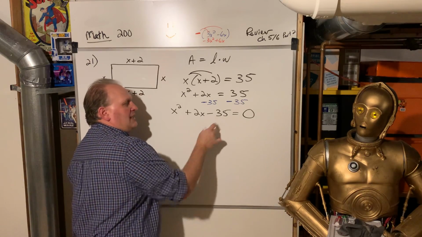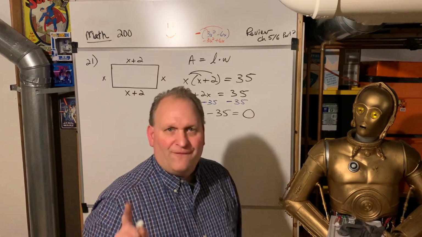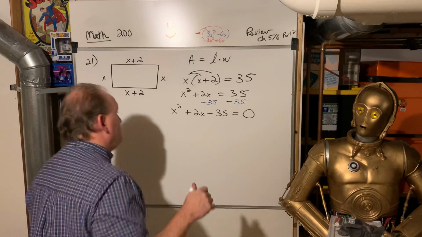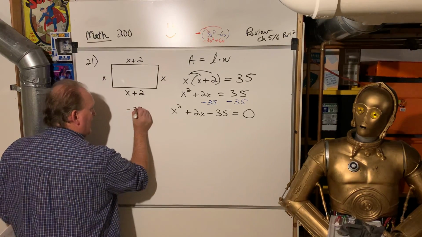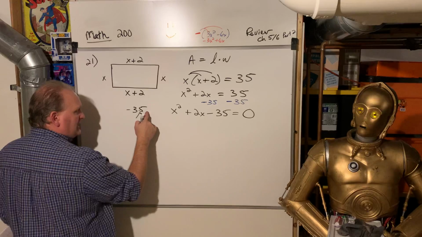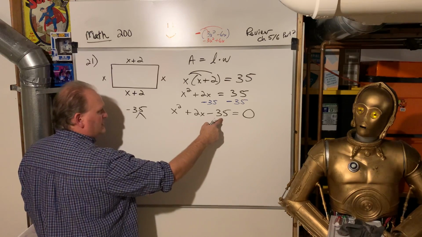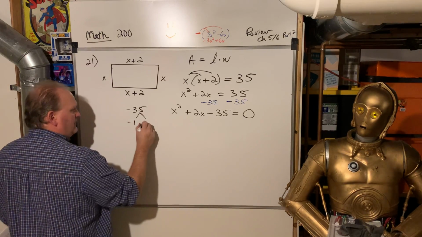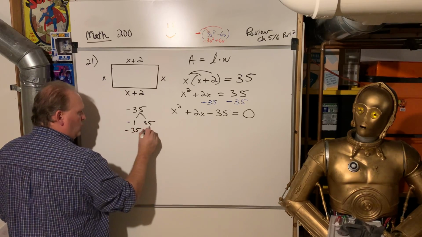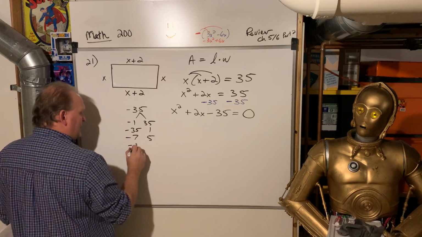And to do that, we're going to look at negative 35. Okay, so it's like a little mystery. Negative 35, we build our suspect list off of that. Anything that multiplies to give me negative 35: negative 1 and 35, negative 35 and 1, negative 7 and 5, negative 5 and 7.